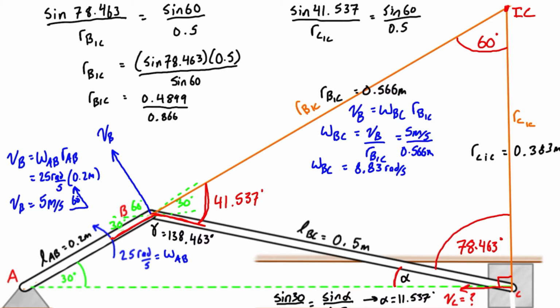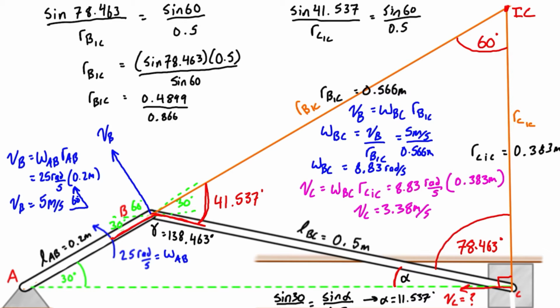And then we can just switch colors and we can write the expression for VC, which is equal to omega BC times RCIC. And because they share the same common omega BC, we actually have enough to solve this. So that is equal to 8.83 radians per second times 0.383 meters. And we're going to find that VC is equal to 3.38 meters per second. And that actually is a positive value, and that is positive because we've drawn it going to the left, and so we have correctly assumed that it's going the right direction. So we can indicate that it is indeed to the left.